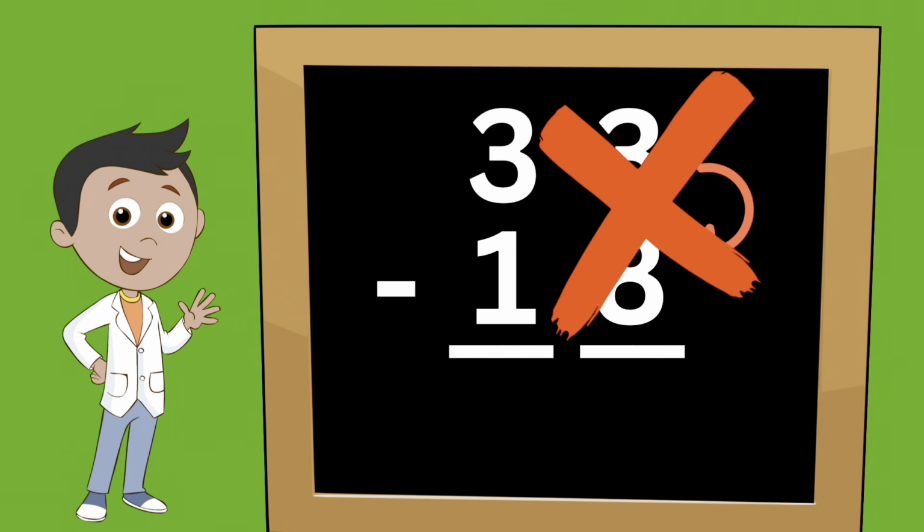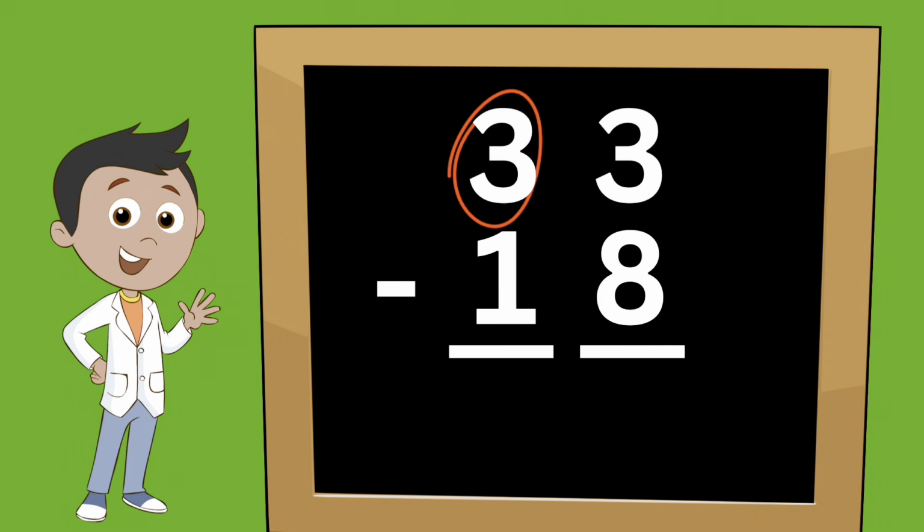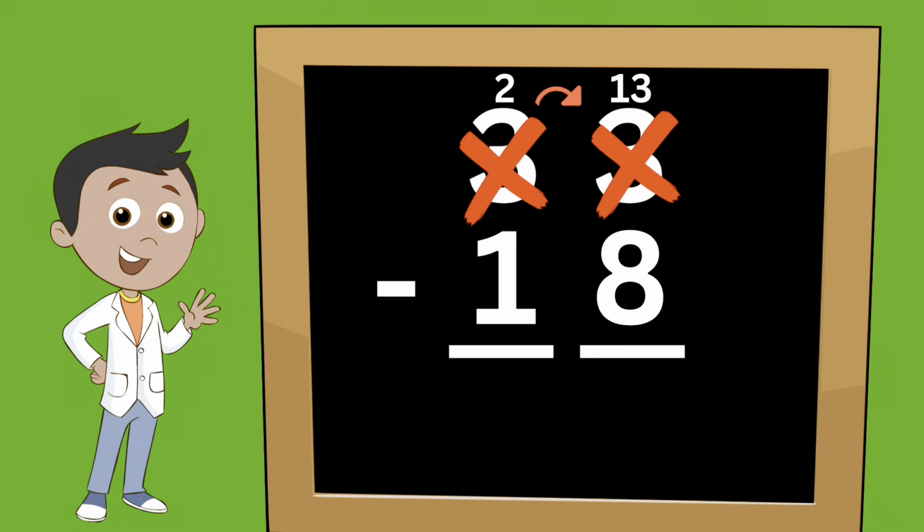No, that doesn't work. That's when you have to ungroup. Ungrouping means we're going to borrow from our tens column. Ungrouping our tens, we will borrow 1 10, meaning our tens column now has 2, and our other 10 will move over to the ones column. So now our ones column has 13.